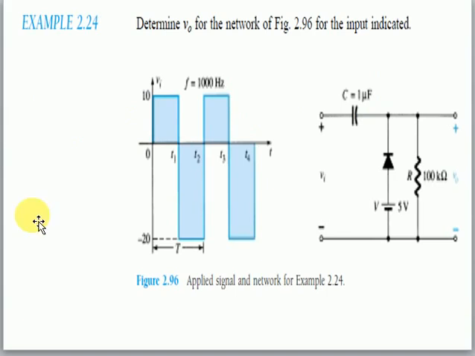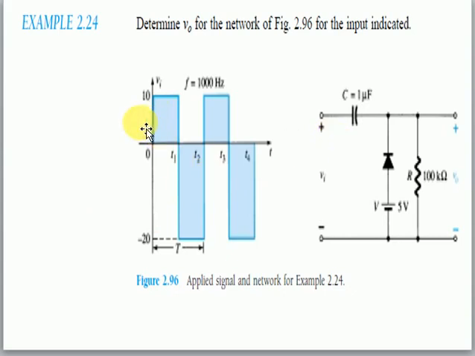Now we have an example in which we have to determine the V0 of the circuit. In this circuit, first of all, we will check in which cycle the diode will be forward biased. From this figure we see that during the negative cycle the diode will be forward biased. So we will start our analysis during the negative cycle.